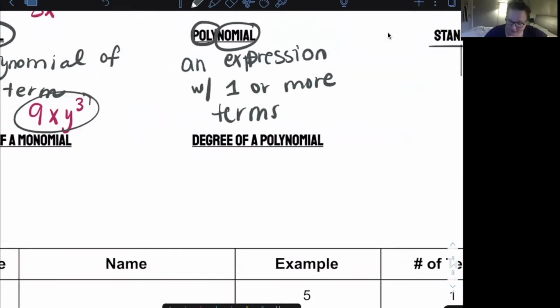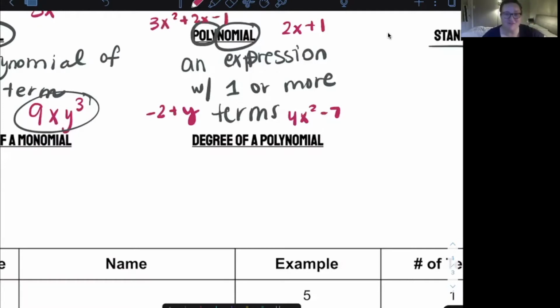Another example of a polynomial might be 2x plus 1. Or maybe 4x squared minus 7. Maybe negative 2 plus y. These are polynomials with 2 terms, but you could also have more than 2 terms. You could have like 3x squared plus 2x minus 1. That's also an example of a polynomial. Or you could have 4 terms or 5 terms or as many terms as your expression wants to have.